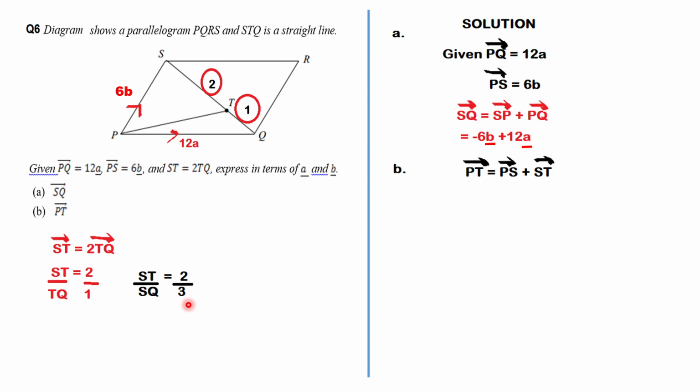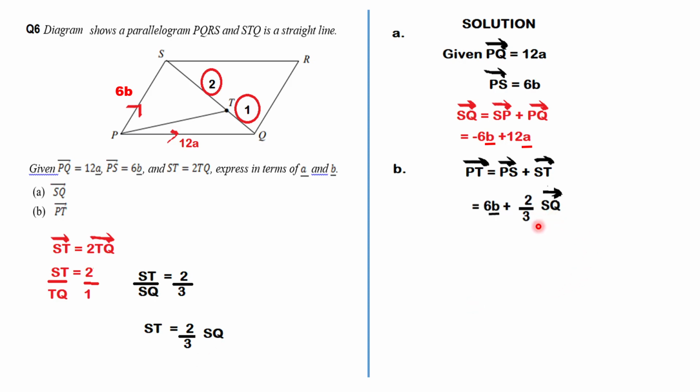This is a very important lesson: you must know how to get the ratio. Remember how to relate: you relate the vector that you are going to find and the vector that you have. You are going to find ST, you have SQ. So I'm going to relate these two vectors and get the ratio of these two vectors. So here you can rewrite ST as 2 over 3 SQ.